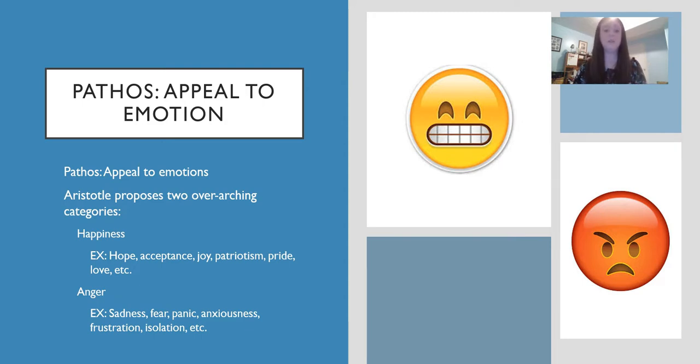So yeah, it's your appeal to emotion, and Aristotle breaks this down a little bit further and actually proposes 2 overarching categories that we can use to start really pinpointing what kind of emotions are being invoked and how that contributes to the message overall. So he breaks it down into 2 categories, happiness and anger.